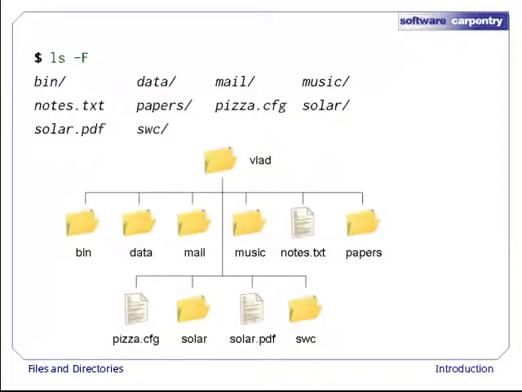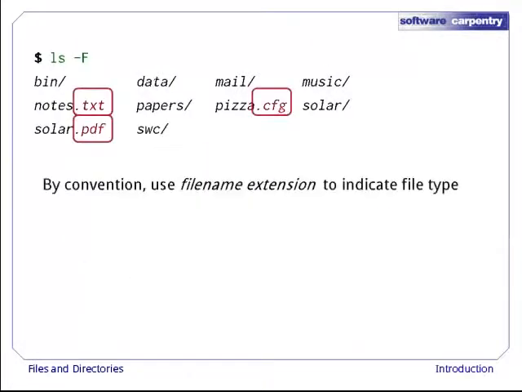Here's that output again with a picture of what it's showing us. You may have noticed that the file names are all something.something. By convention, the second part, called the file name extension, indicates what type of data the file holds.